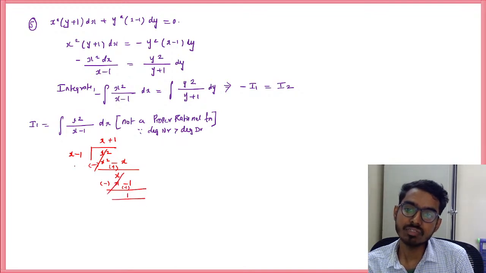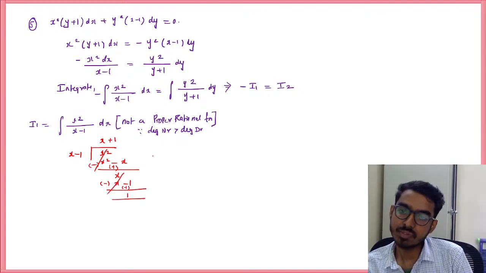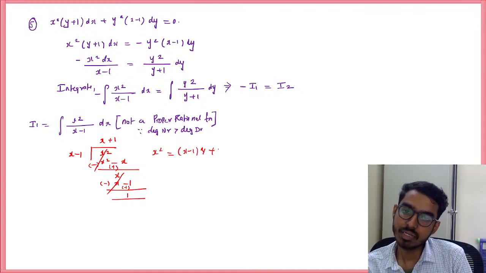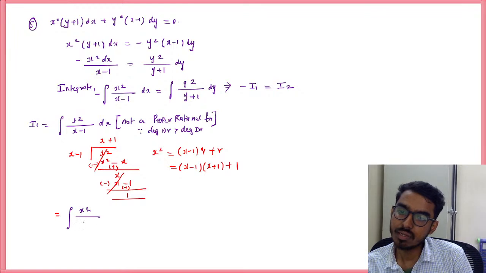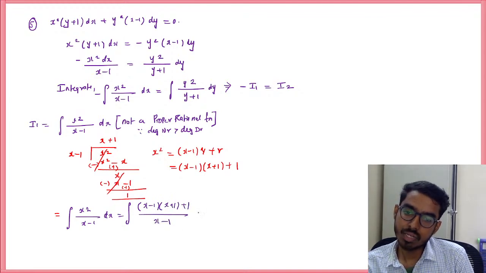This degree is 0, this degree is 1. We can stop at this stage. That means x square can be written as x minus 1 into quotient plus remainder. So x minus 1 into quotient is x plus 1, remainder is 1. So instead of this x square, you have to replace here, right? So I1 will be the integration of, instead of x square, you replace (x minus 1)(x plus 1) plus 1, divided by x minus 1. Now divide separately.